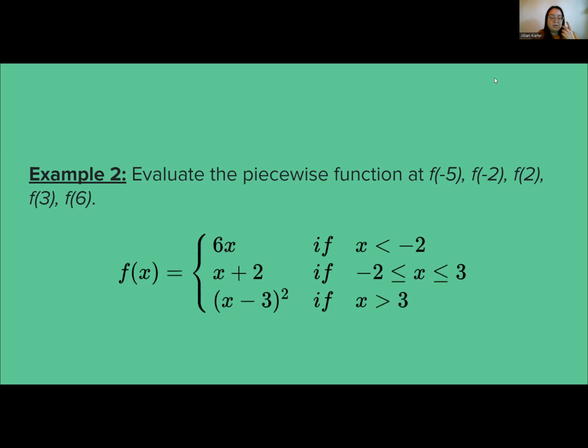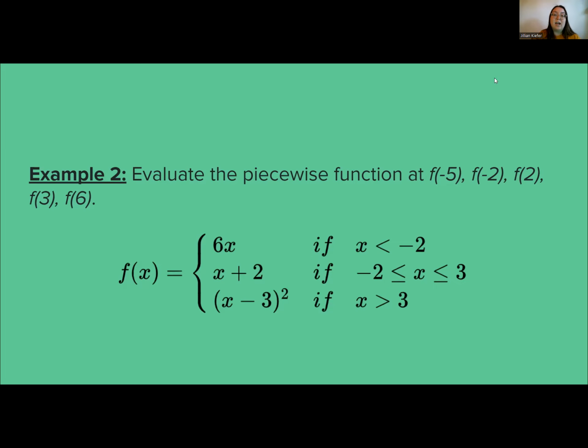Our piecewise function is defined as f of x is equal to 6x if x is less than negative 2. f of x is equal to x plus 2 if x is between the values negative 2 and 3, including negative 2 and 3. And lastly, f of x is equal to (x minus 3) squared if x is greater than 3.